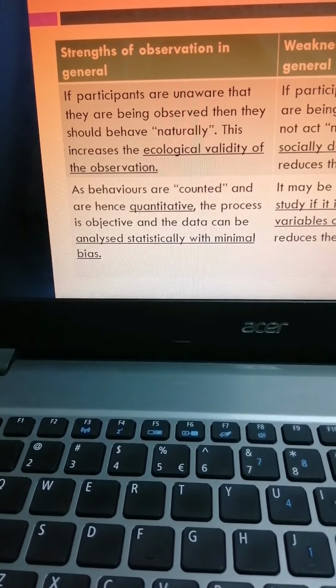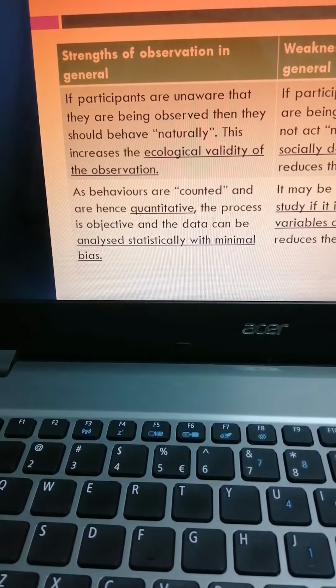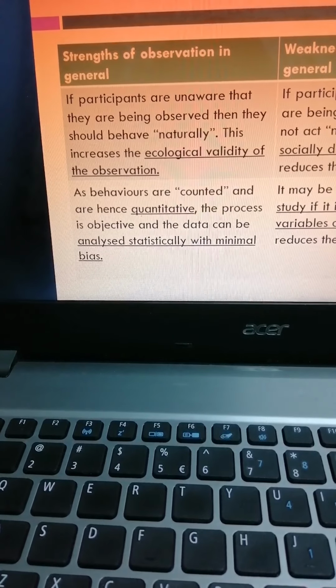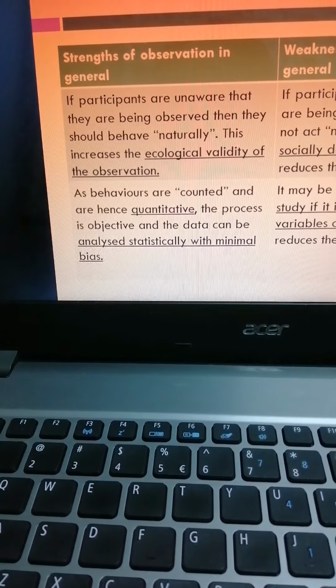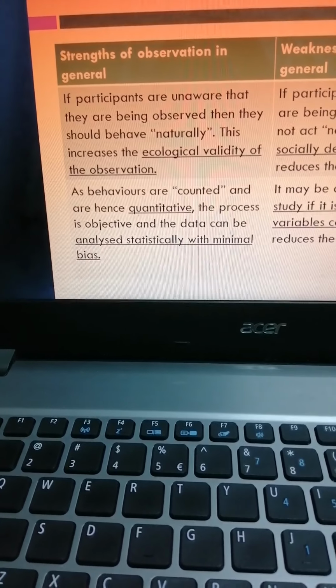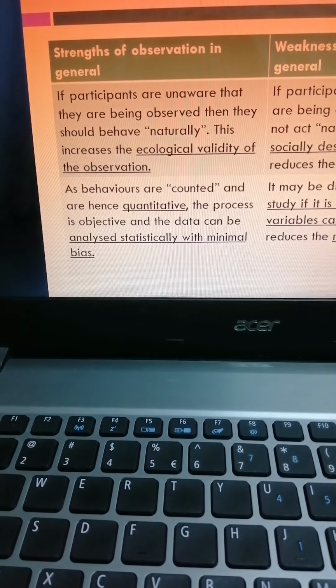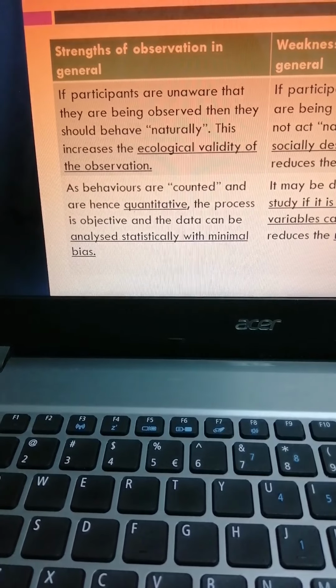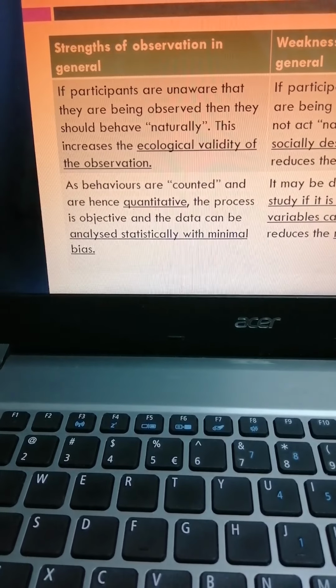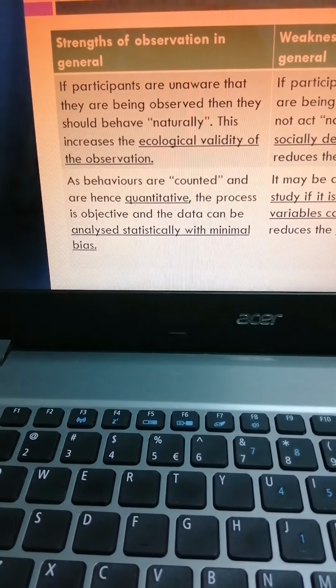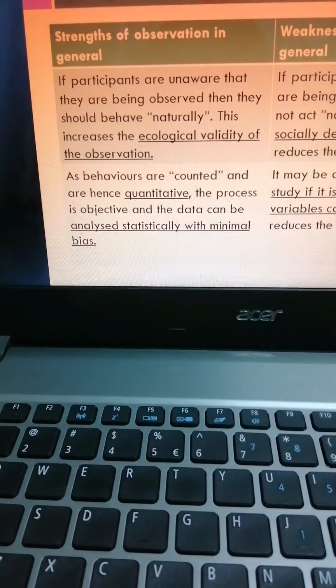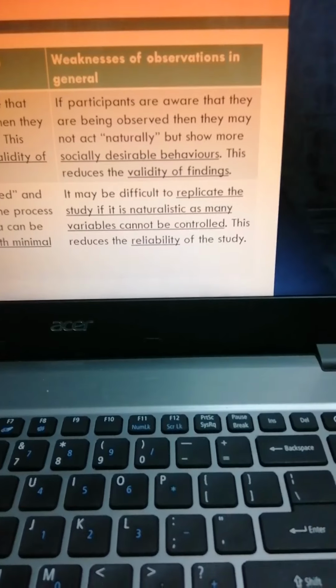Or I'm interested to identify how human beings consume caffeine in their daily life as their routine. So that is using an amount or number that can be measured. So this is one strength of using the observational method because it's countable. It's part of quantitative data.